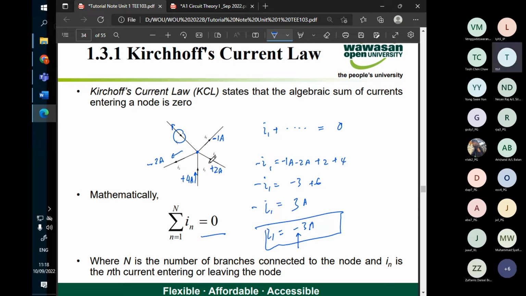Another way I try to explain it to you is that even though in the beginning you assume the current is going in this direction, if at the end you get a negative value, that means what you assumed is opposite. You get what I mean or not?